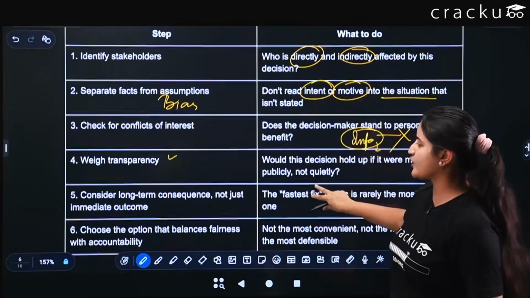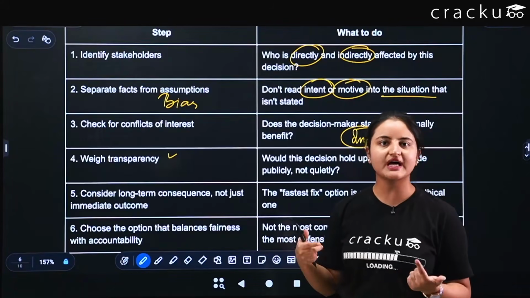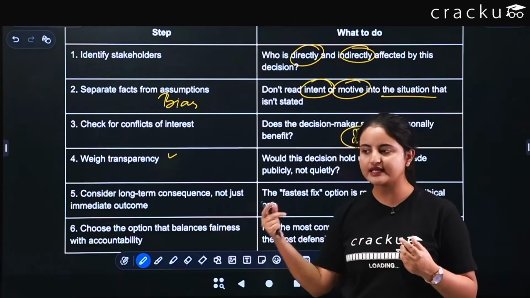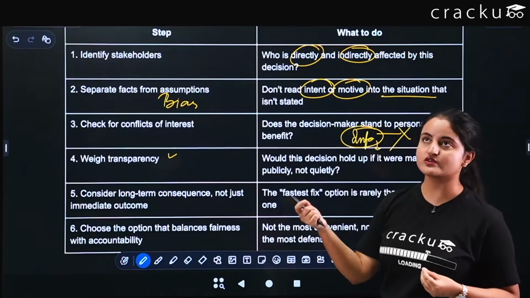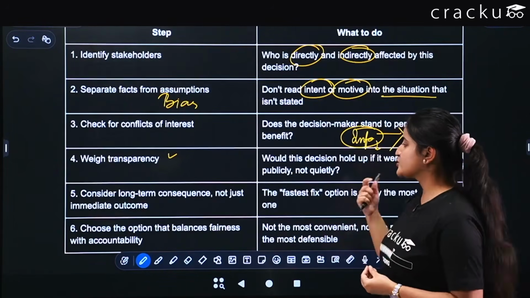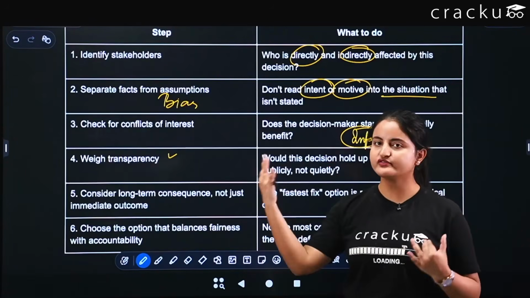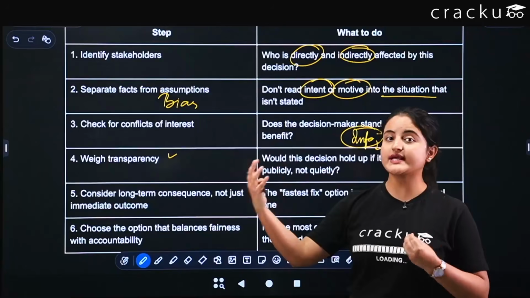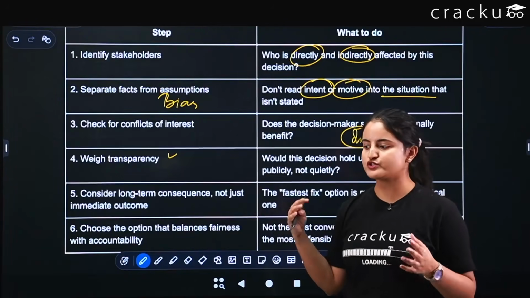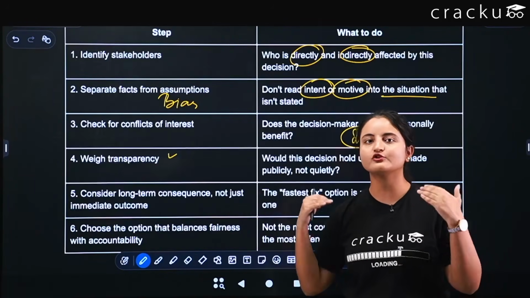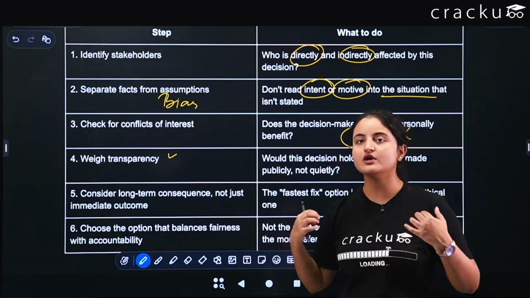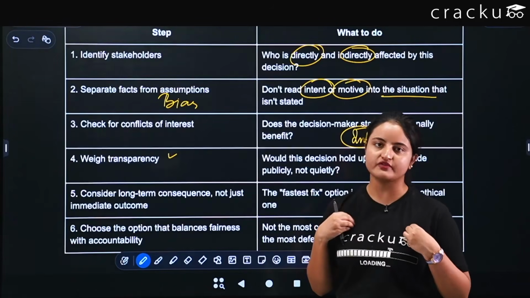Consider long-term consequence, not just immediate outcome. That is important, that we already covered, that do think of the consequence of your decision. Choose the option that balances fairness with accountability. So you have to be fair, but in quest of being fair, you also have to be accountable, you are answerable, you should be able to justify your decision.